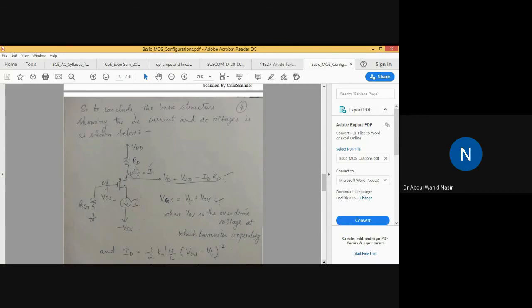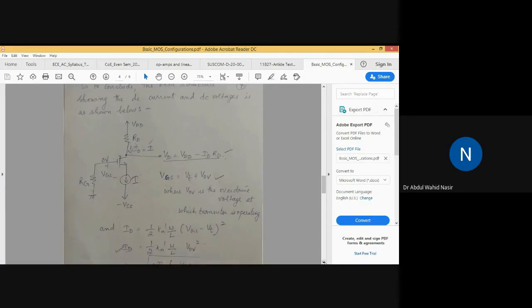So to conclude, the basic structure showing the DC current and DC voltages is shown below. This is very much similar to the first diagram, only we are showing the values of the current that I was taking in. Here, this is the main biasing circuit using current source for a MOSFET.